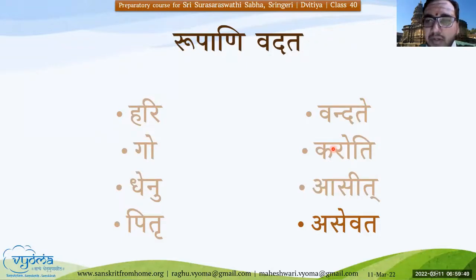Suppose you have written Pitra Shabda today and you have also written Asevata. I'm just giving an example. So Pitra and Asevata we have written. Then frame sentences based on it. Ramaha Pitaram Asevata. So Rama served his father. Ramaha Pitaram Dasharatham Asevata. Enhance the sentence by adding one more word to it. And you can also add one more, Ayodhyayam. Ramaha Pitaram Dasharatham Ayodhyayam Asevata.